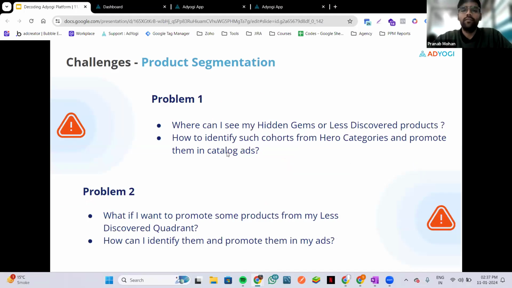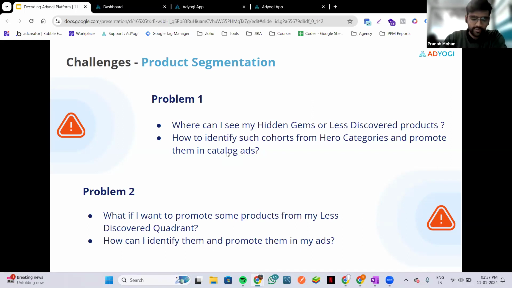So the first question that we have, and that again a lot of brands, and sizable presence brands, have asked us, is how do you see your hidden gems or less discovered products? And it becomes more important as to how do you identify these hidden gems from your hero categories, and then you promote them in all of your catalog ads. Now, if you talk about the first problem, it's more about identifying that within your hero categories, and these hero categories are products that generally have a lot of your top products that drive maximum revenue. But the idea is to identify those hidden products, or let's say products where less spends have been attributed, and then how do you run catalog ads on top of it?